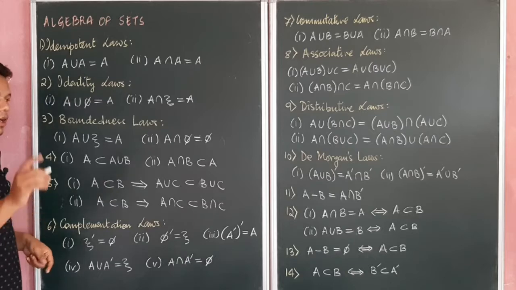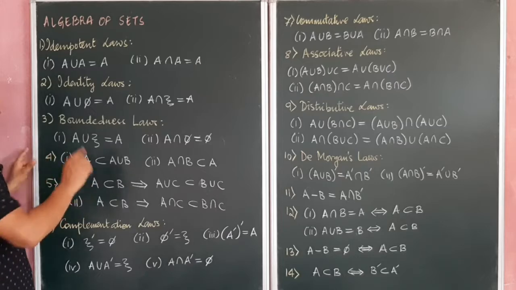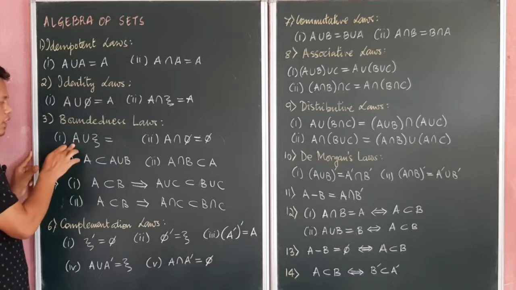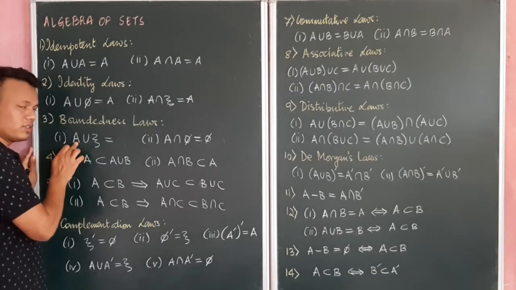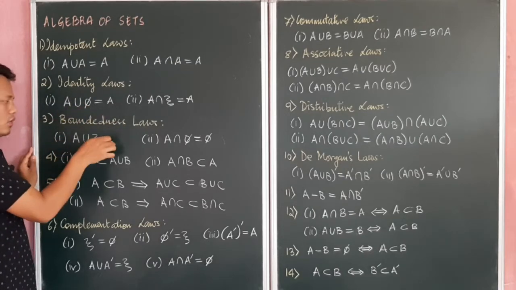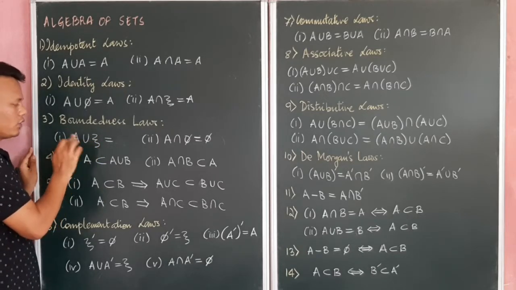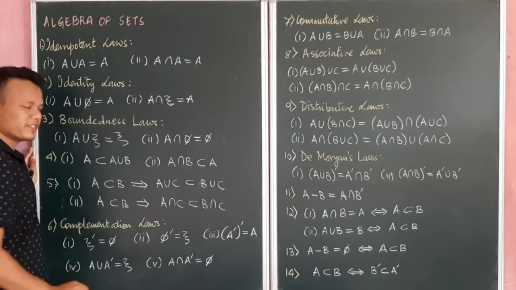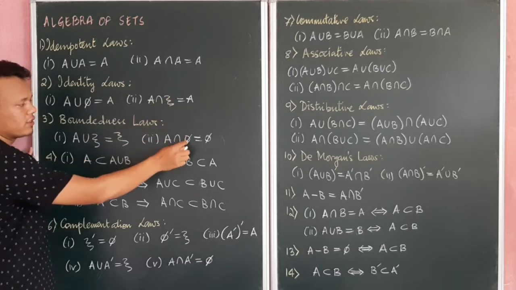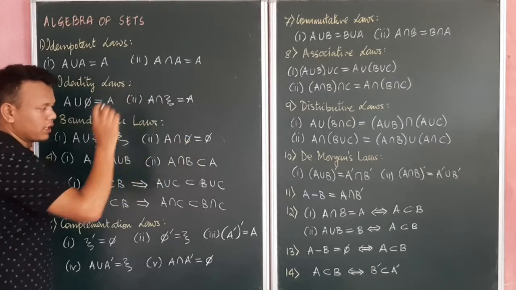Okay, so next is called the boundedness laws. In the boundedness law we will have the same kind of thing. If you take the union of any set with, see, here in identity laws we have taken union with phi. Now in boundedness we will take union with the universal set, and the union with the universal set gives you the universal set itself. Now in the earlier case you took intersection with the universal set; this time you will take intersection with the empty set. So intersection with the empty set will remain empty.